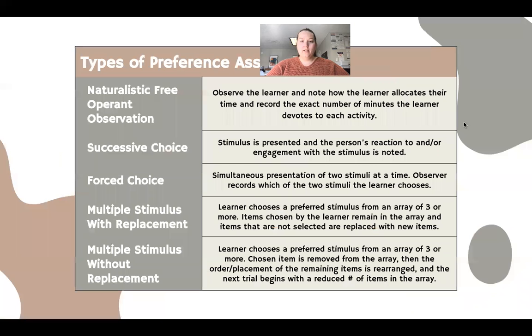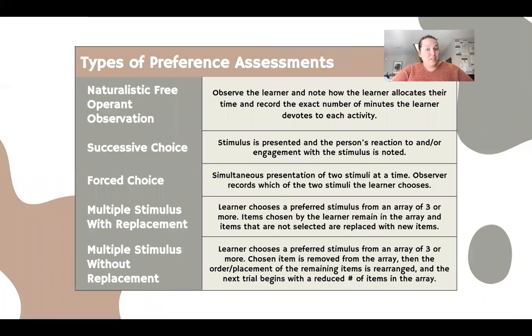There's a lot of information on this page, so I'm going to go through it and just summarize it shortly. So ultimately, there are 5 different preference assessments. They are naturalistic free operant observation, successive choice, forced choice, multiple stimulus with replacement, and then the last one is multiple stimulus without replacement.